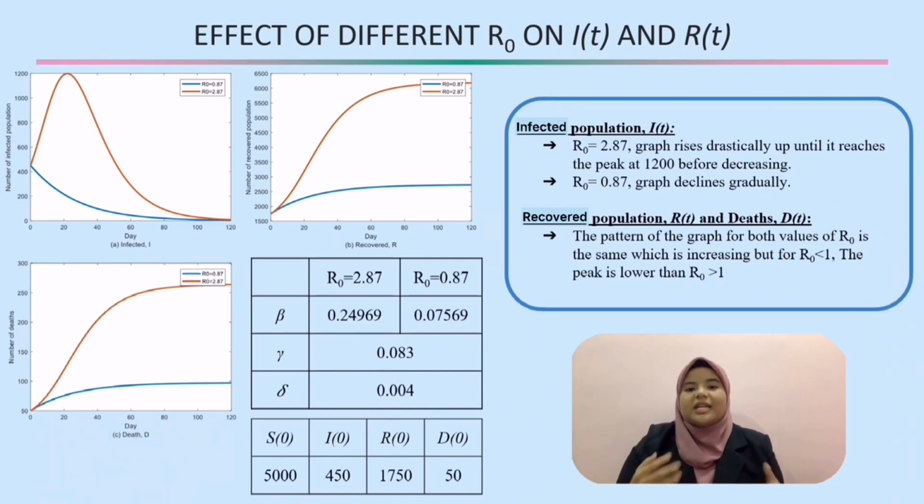Both recovered population and death are showing the same pattern, which is increasing. For R-naught more than 1, both recovered population and death are rising dramatically, whereas for R-naught less than 1, both are still increasing, but the peak value is much lower than R-naught more than 1. It can be concluded that when R-naught is more than 1, more people will get infected and will create a wave of pandemic, whereas if R-naught is less than 1, the number of infected population will decrease.